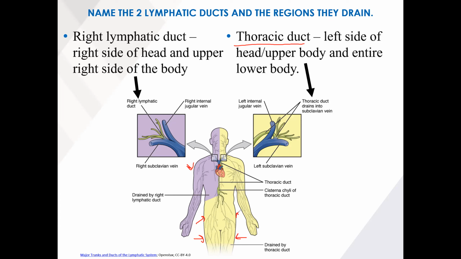So the right lymphatic duct really just takes care of the right side of the head, the right arm, and the right part of the thorax. Everything else, both your legs, your pelvis, the majority of your abdomen, and everything else on the left side is all drained by that thoracic duct. So there is definitely an uneven distribution of work here. So the thoracic duct does the majority of the work.